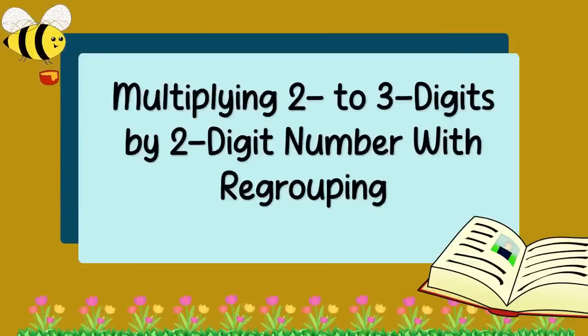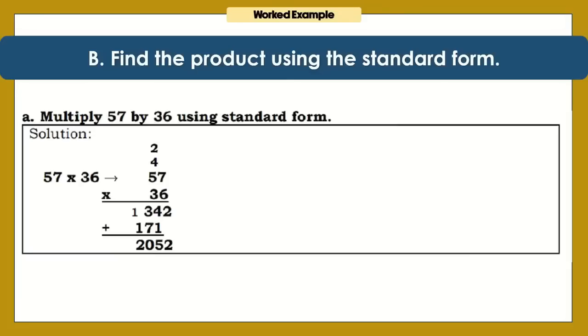Multiplying 2 to 3 digits by 2-digit number with regrouping. Find the product using the standard form. Multiply 57 by 36 using standard form. Very good. The correct answer is 2,052.